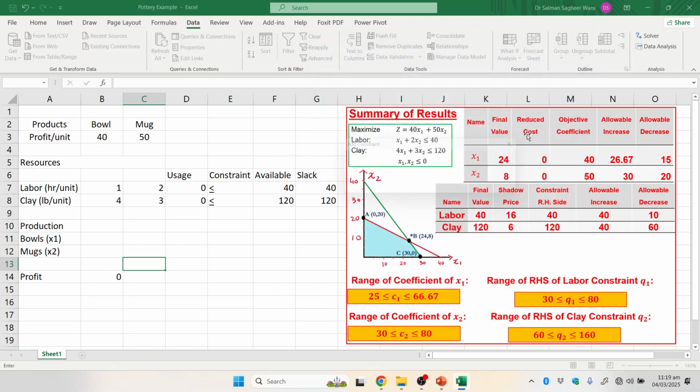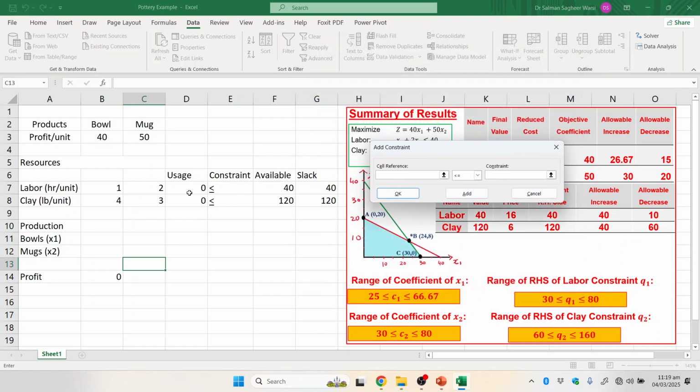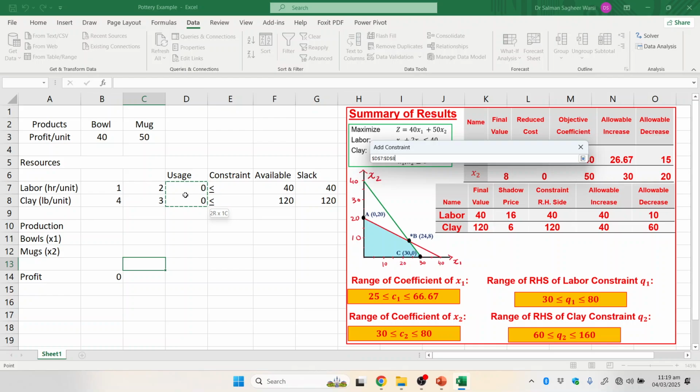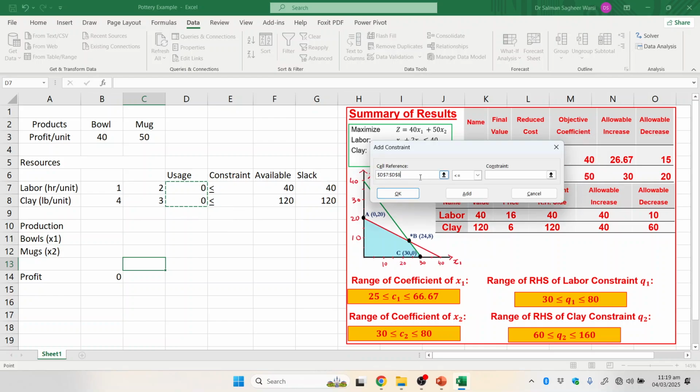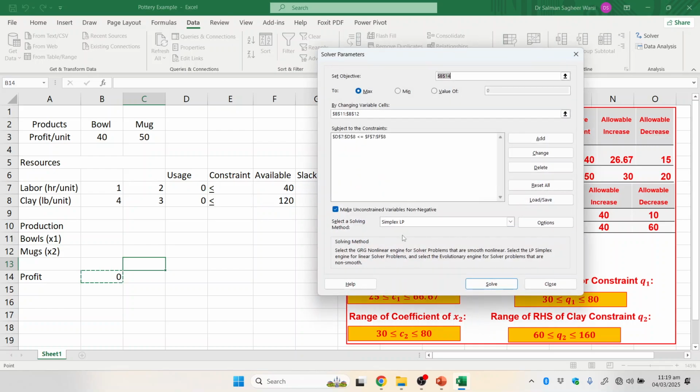And then subject to the constraints. Which constraints? These two I just discussed, the usage, we have it in the formula here. So the cells with the formula go in the cell reference, remember. This is less than or equal to the constraint. Which constraint? The available quantity. You select this quantity. Because both the constraints are less than or equal to, I have grouped them to make my life easier.